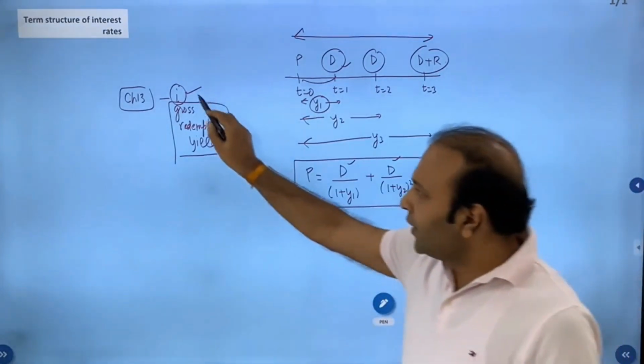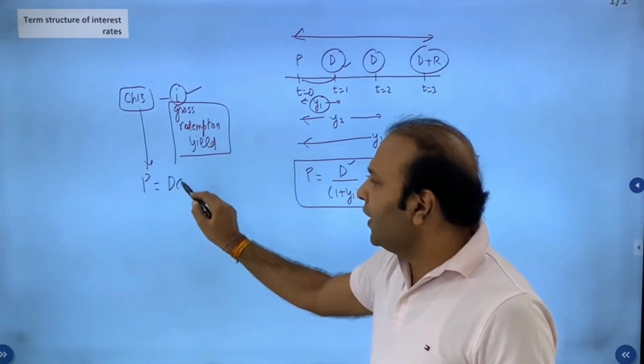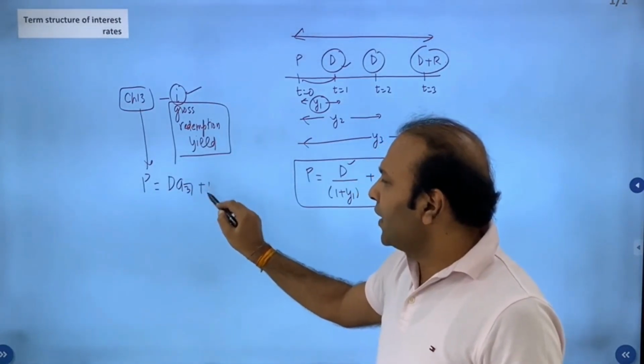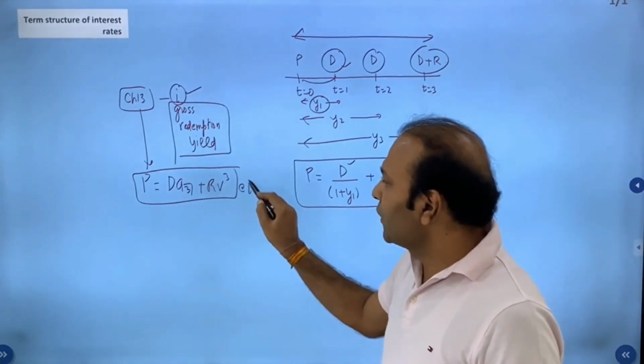So you have to understand the difference between this and chapter 13. In chapter 13 we said D a_n plus R v^n. Here we are using the spot rate rather than the gross redemption yield.